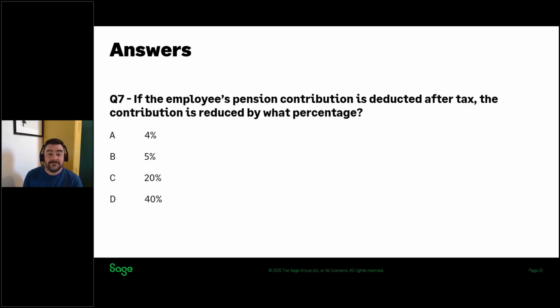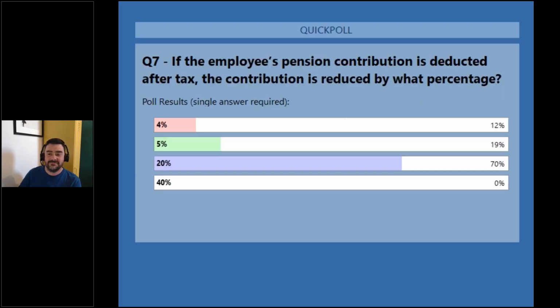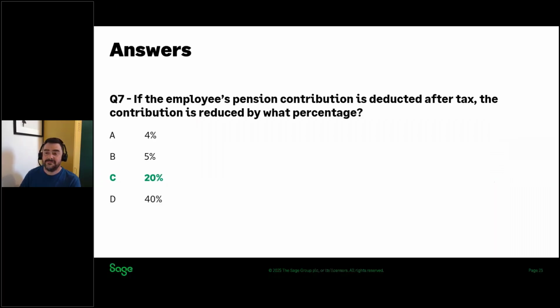Question 7. If the employee's pension contribution is deducted after tax, that contribution is reduced by what percentage? So this is what you thought. 70% of you thought 20%. We've got 19% of you thinking 5% for that one. So let's take a look at the correct answer. The correct answer for that one is 20%.